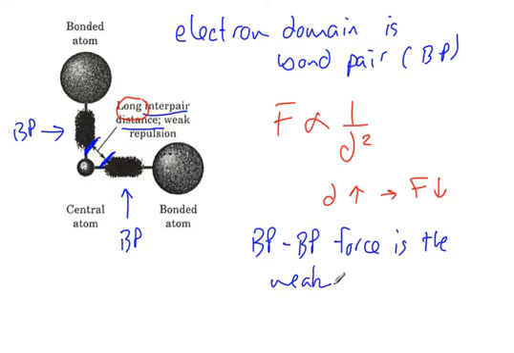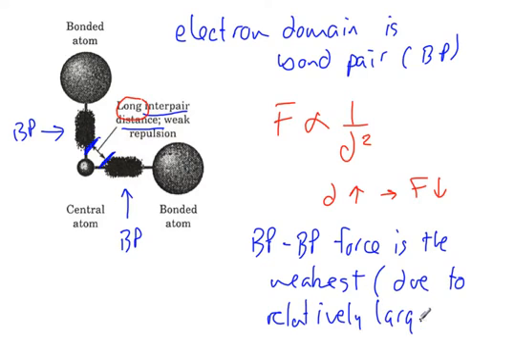And a bond pair force is the weakest. We're going to see three different ones, and the BP force is the weakest, and that's due to the relatively large distance between them. Again, it's a relative term. Obviously, in real terms, that distance is exceptionally small, but it is the largest of the three we're going to look at. So bond pair force of repulsion is weak between two bonded atoms.